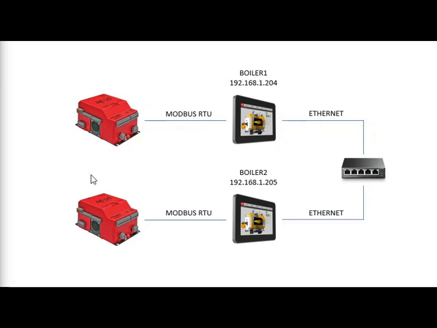Another NXF4000 communicates via Modbus RTU with another NXTSD5. This is Boiler 2. Boiler 2's NXTSD5 Ethernet address is 192.168.1.205. Boiler 2 NXTSD5 is also connected to the Ethernet switch.